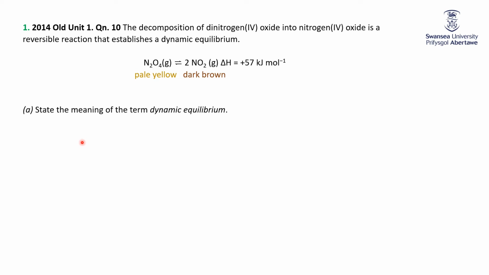State the meaning of the term dynamic equilibrium. Two opposing processes happening at the same rate. So in other words, in this particular case, N2O4 will be turning into 2NO2 at the same rate that two NO2s will get together to make N2O4.